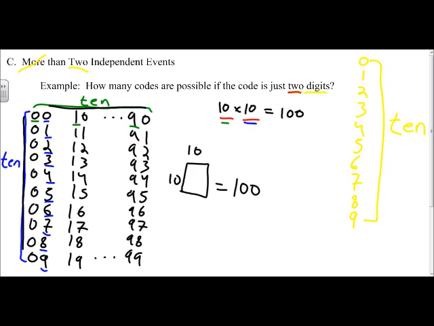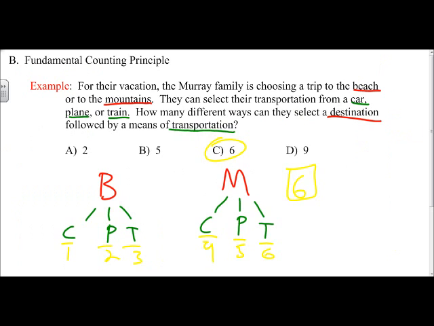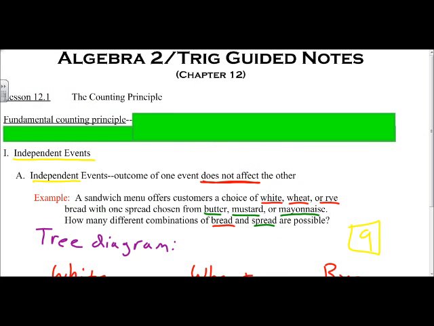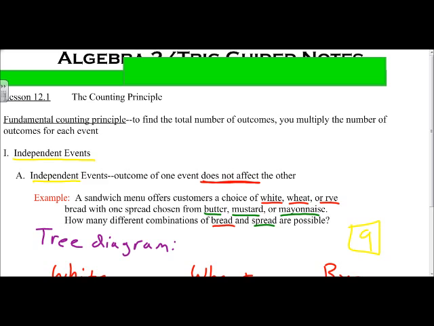So there are 100 spots, different codes, 100 different possible combinations of 2 digits. And again, we got that by multiplying 10 by 10. Now, is that going to work in all cases? Actually, it will. Let's go back to the fundamental counting principle. That says to find the total number of possible outcomes, you multiply the number of outcomes for each event. So, in our case, like I said, there were 10 in the first digit and 10 in the second digit, so we got 100. And that's how we found 100 possible outcomes.